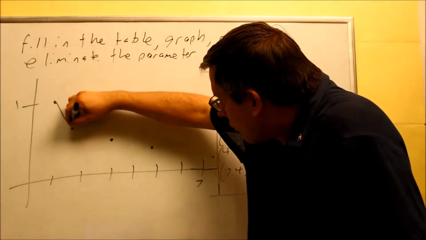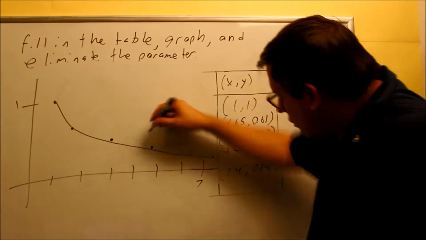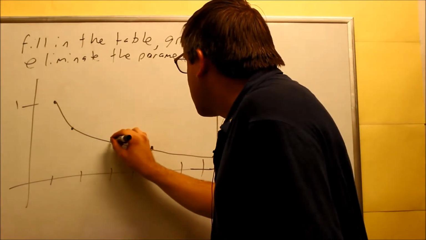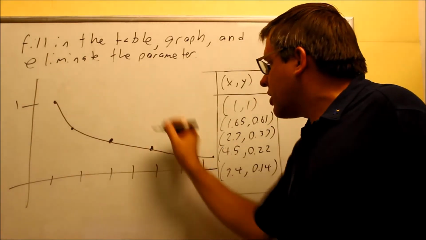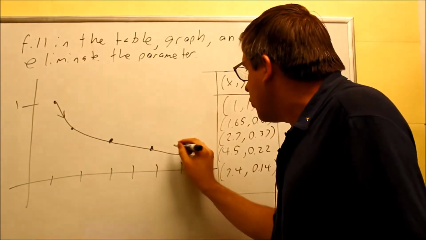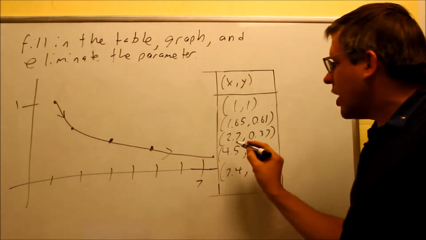So what we have here is a graph that's falling and going down, looks something like this, and it's hitting our points just like that. So it starts here and it goes down that way. The directional arrows would be these, so don't forget about those. It's going from left to right.